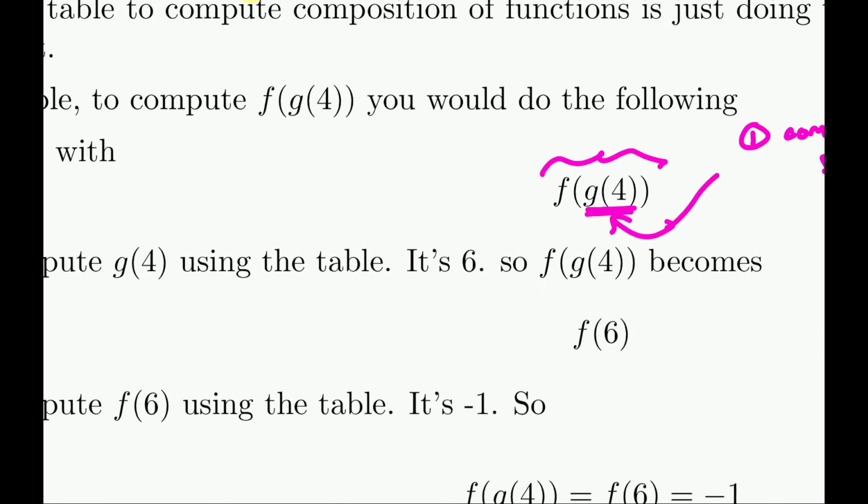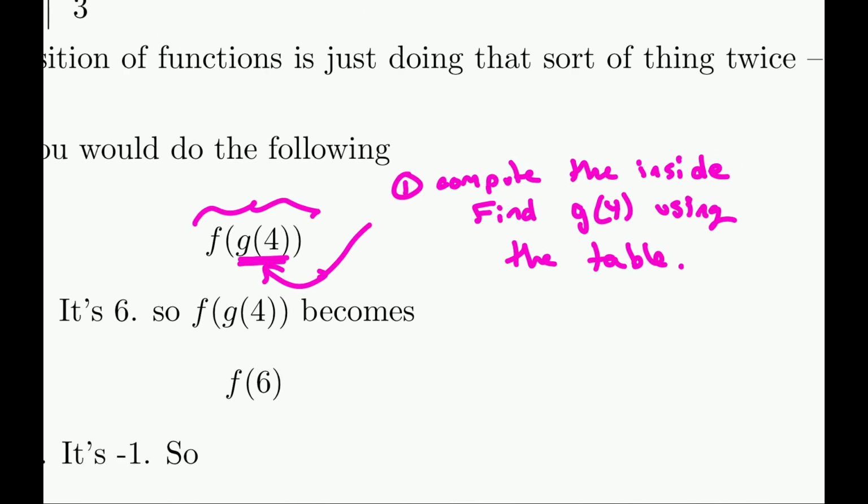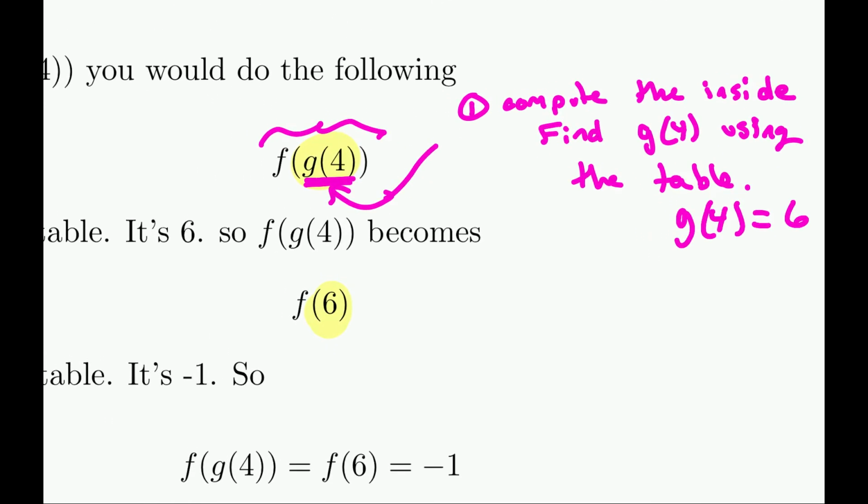So we read that value from the table. We find g of 4 using the table. g of 4 equals 6. Then we take this g of 4 and we replace it with 6. Does that make sense? So g of 4 is 6. At this point, you now have f of 6. So your second step is going to be, well, this is f of 6.